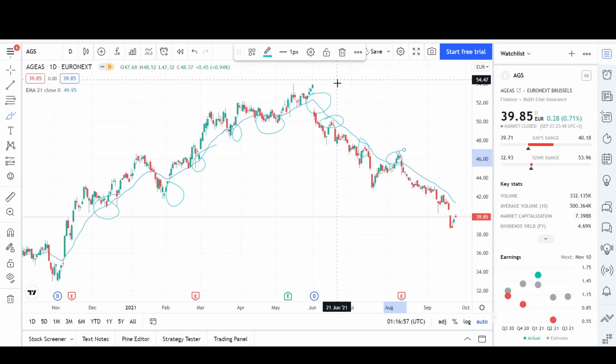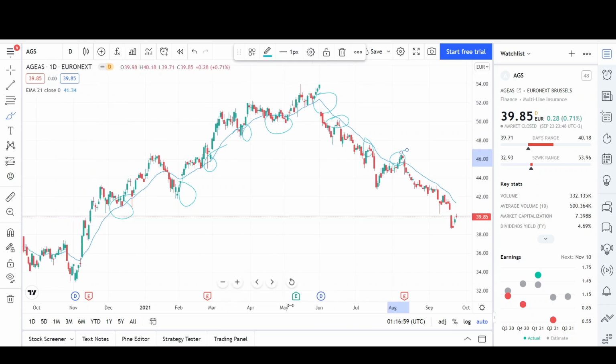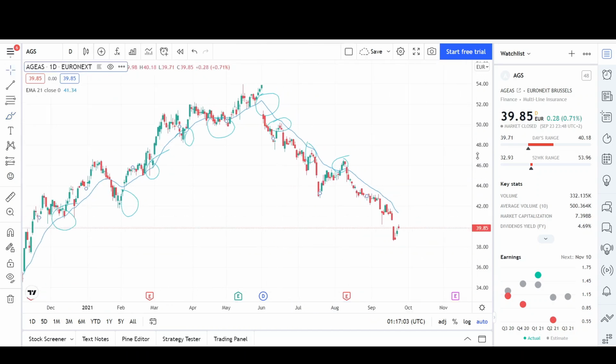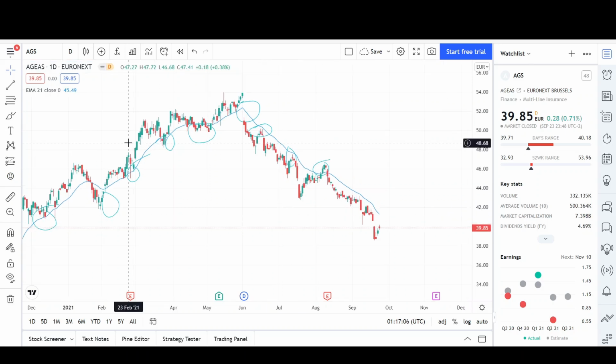So we're not in an uptrend anymore. We're making lower lows, lower highs. So we're in a downtrend. So where is this downtrend going to end, and where are the prices going?